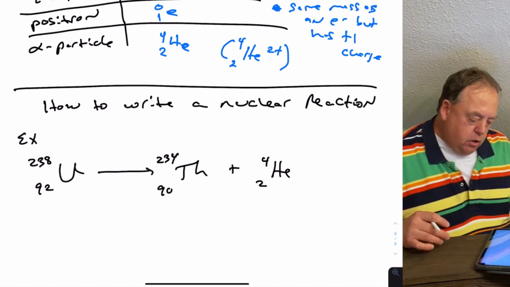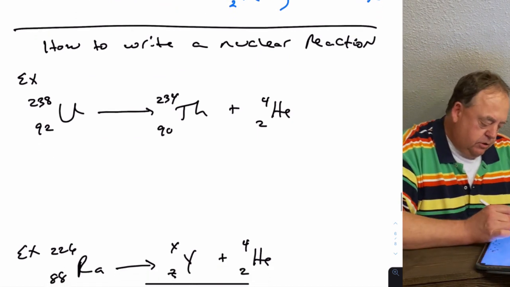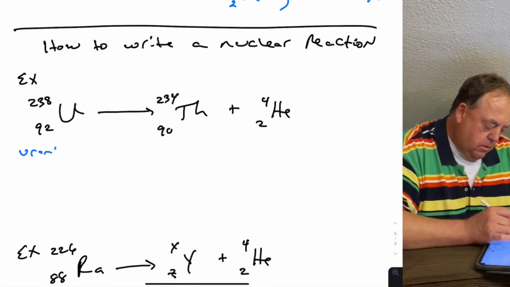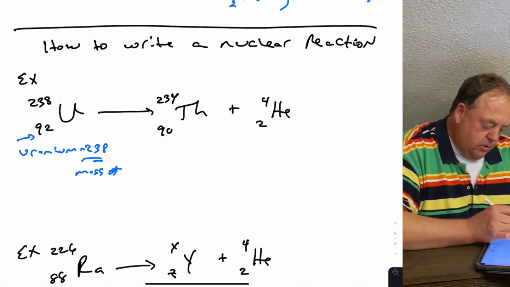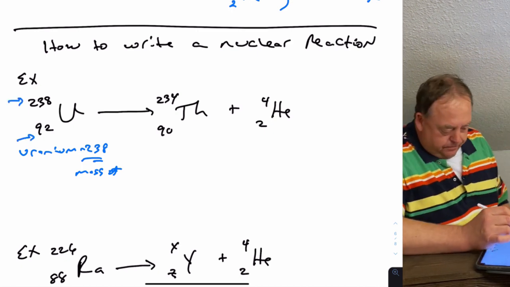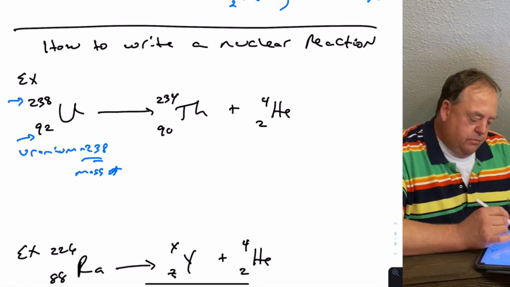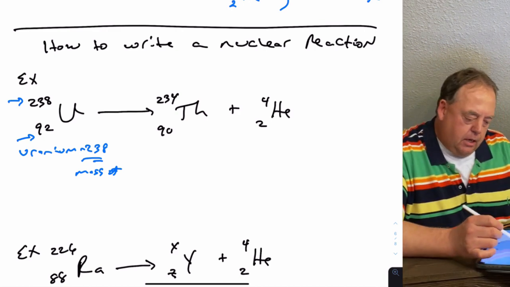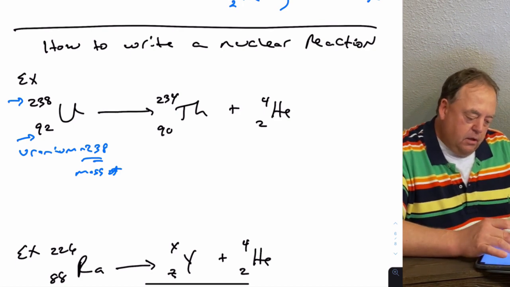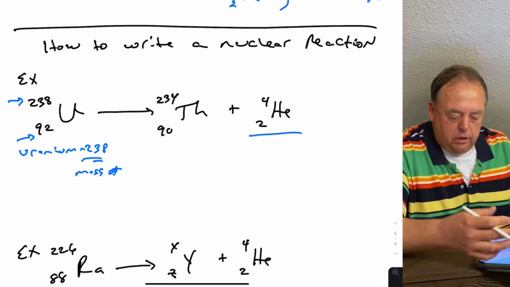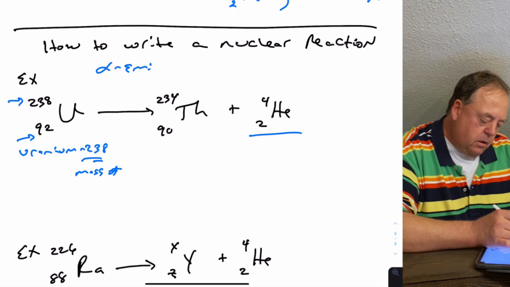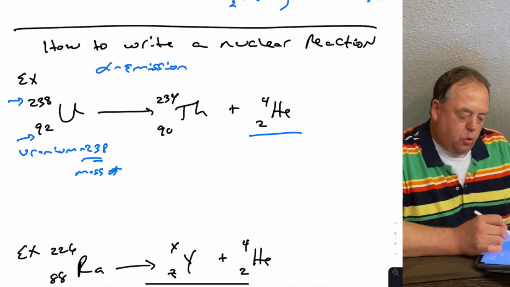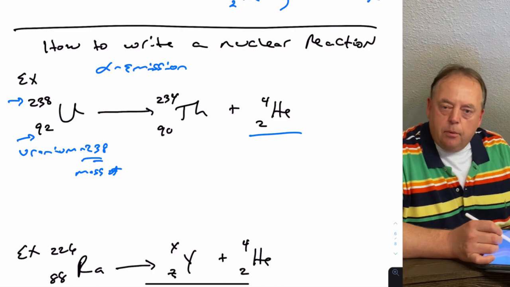Okay, so how to write a nuclear reaction. This would be an example of a nuclear reaction. So uranium-238. If you remember, when it's written like that, that's the mass number, and so that's the atomic number and the mass number. Okay, so uranium-238 is radioactive, so it decomposes. So what type of nuclear reaction does it undergo? Well, one of the products is an alpha particle, so it undergoes alpha emission. So it gives a thorium-234 and an alpha particle.